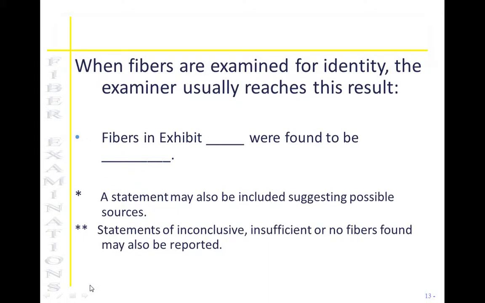Sometimes fibers are just examined to determine the identity of the fiber. So in instances like this, it might not be that there is a known sample for comparison. So a lot of times the examiner might just state that the fibers in a particular exhibit were found to be a certain type of fiber. In some instances, statements may be added suggesting possible sources.